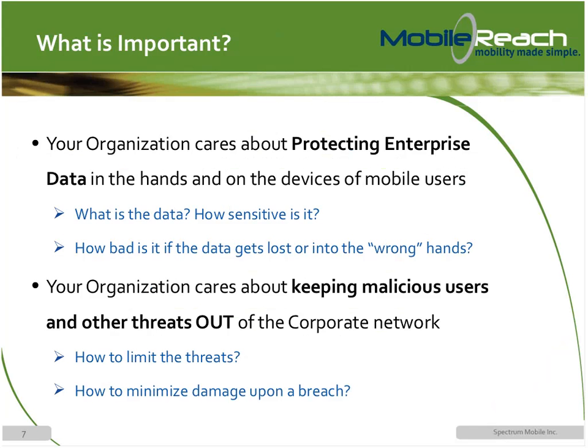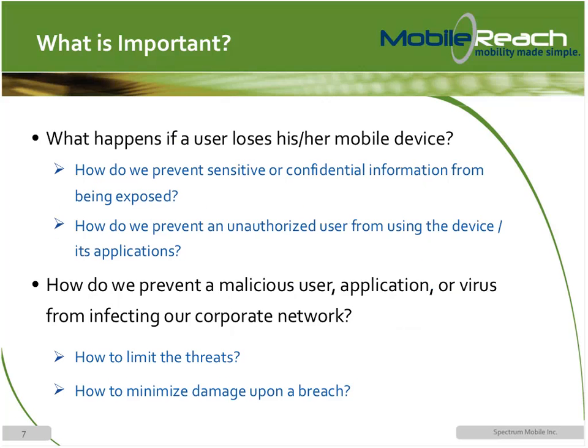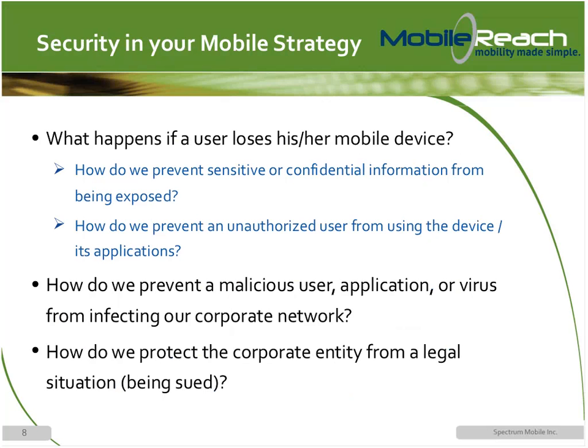And the second thing the organization cares about is keeping malicious users or programs or viruses out of the corporate network, which could harm the performance of internal applications and processes and harm the environment. So how do we limit those threats, and then how do we minimize the damage? If there is a breach, how do we minimize the damage? And there's a lot of tools that we'll talk about today and procedures and processes that you can implement as an organization to protect yourselves from these threats. And that's all very, very critical to do before you embark on a serious enterprise-wide mobile strategy.